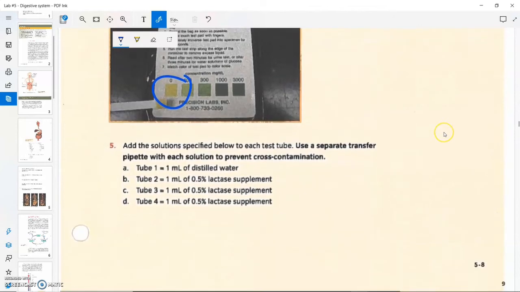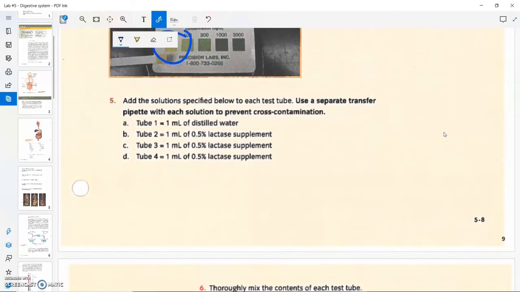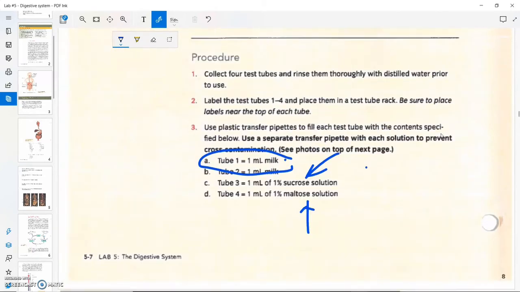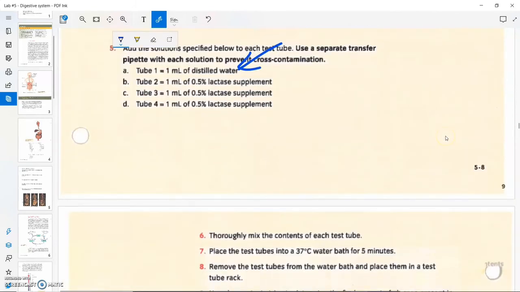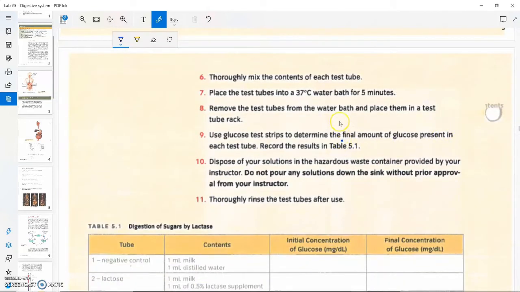And then we're going to add to each tube a certain solution. So we're going to add first tube distilled water. So basically our first tube here receives no enzyme. And these 3 tubes do receive lactase. Then we're going to mix the tubes and we're going to incubate them at 37 degrees Celsius for 5 minutes to let enzyme work. And then we're going to use glucose test strips.